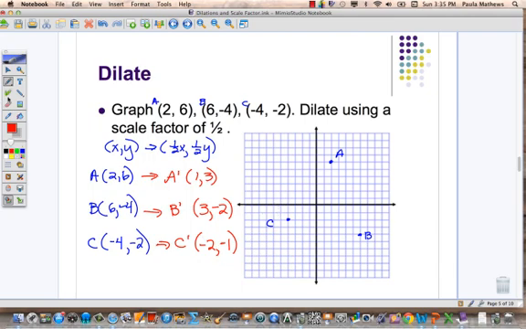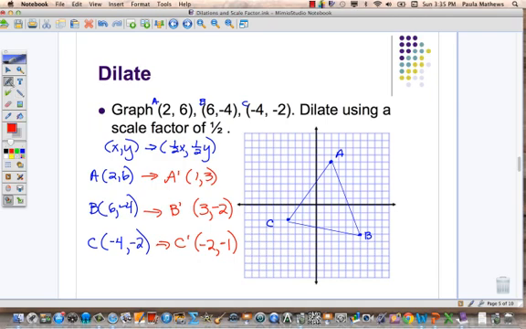So now, let me go back because I haven't graphed the triangle that was created by those 3 points. So let's do that. Make sure you're using a straight edge when you're graphing and connecting points. It makes seeing your image in those dilations much clearer.